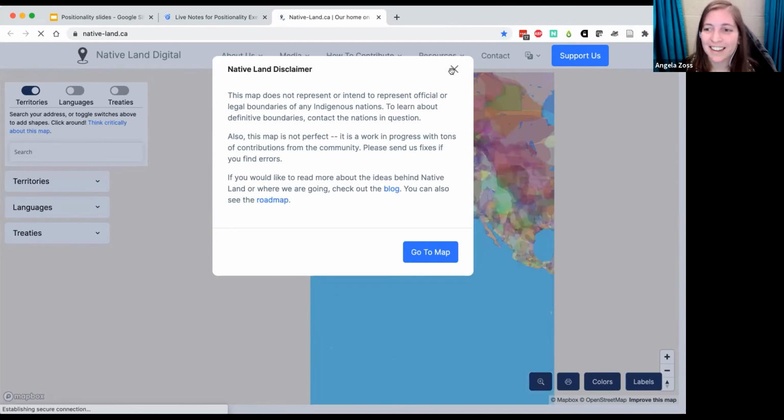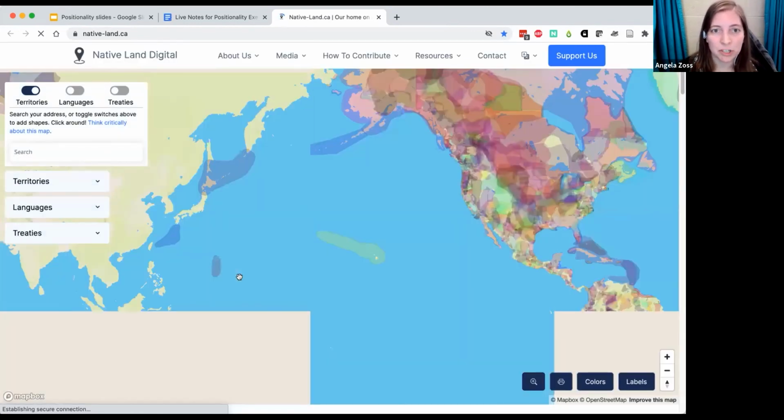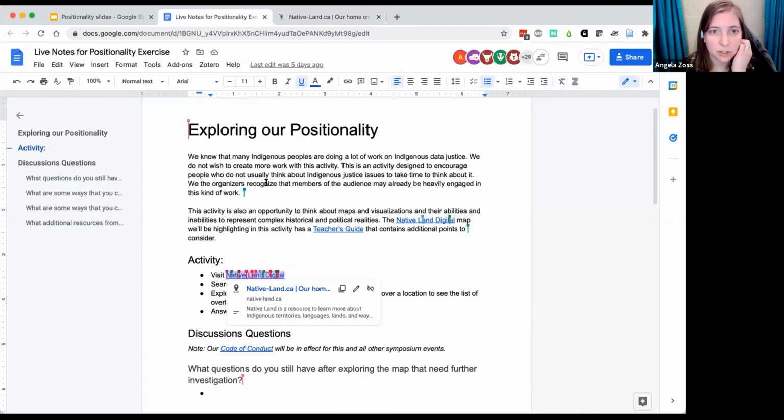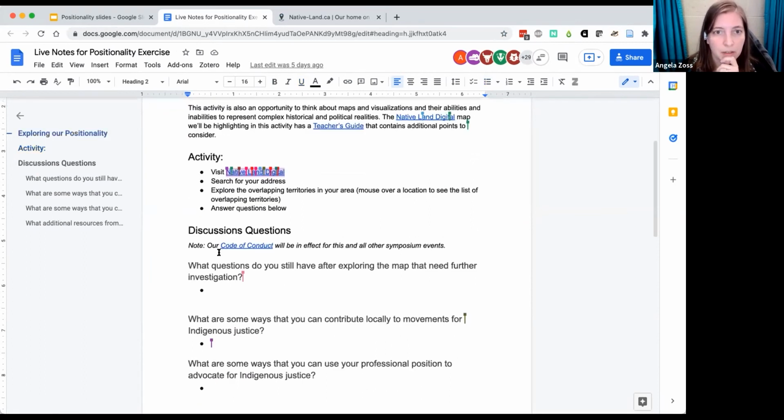Maybe I just forget. But what you should see when you open this map is something like the following. The exercise we'd like you to take a few minutes to do is to visit the map, search for your address, explore the overlapping territories in your area, and answer the questions below.